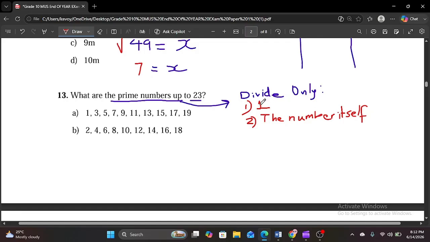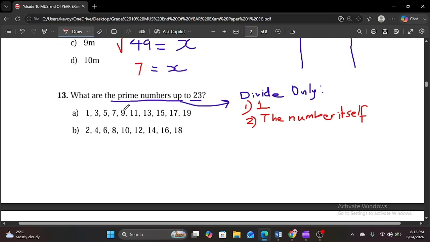So it can only be divided by the number 1 and the number itself. So looking at this right here, what numbers can only be divided by 1 and the number itself? So let's look at A. So I see 1. 1 can be divided by number 1 and itself. 3, it can only be divided by 1 and the number itself. Yes. 5, yes. 5 can only be divided by number itself.